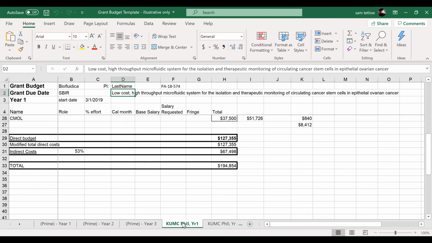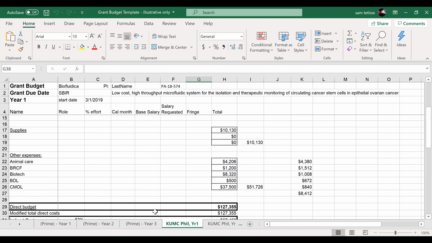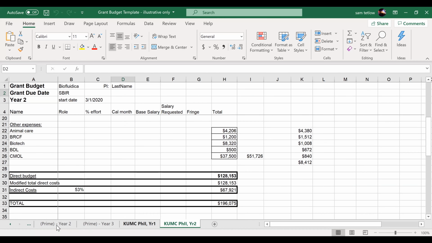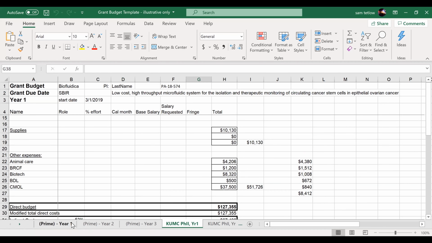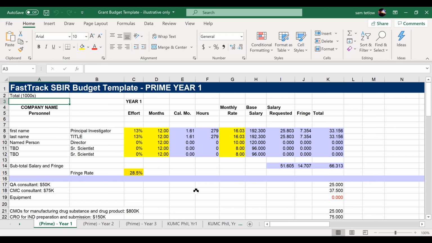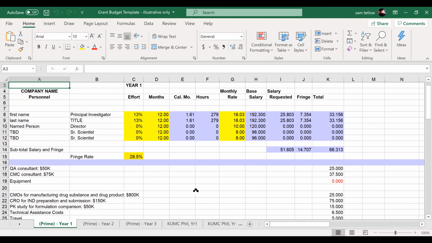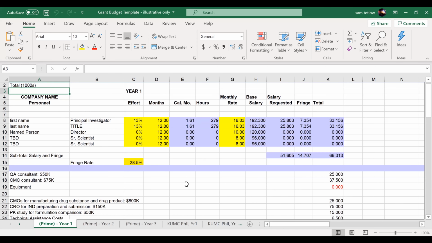And we have a partner. We picked Kansas University Medical Center, which we'll come back to in a minute. This is the subaward to the partner. I'm going to go into a bit of detail here on the phase 1 portion of the grant, which is year 1, and this can serve as an example of each of the subsequent years.